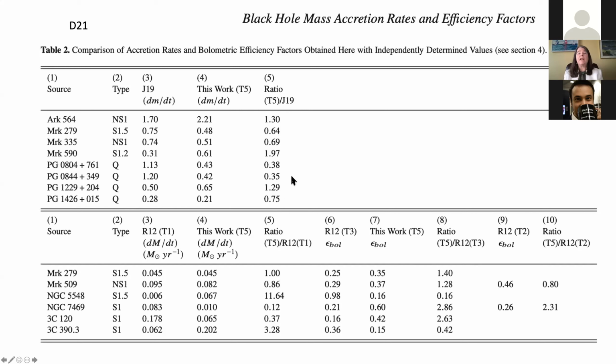All right, well, for those of you interested in the dimensionless mass accretion rates, they're shown here. I'll speed this up a little bit. Here are the accretion rates in physical units.